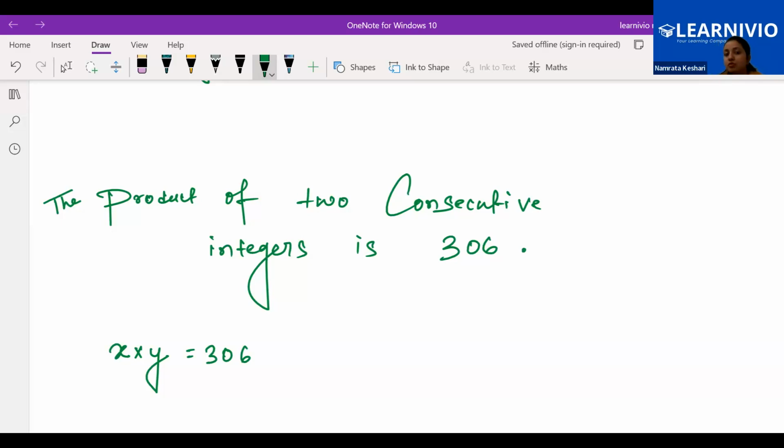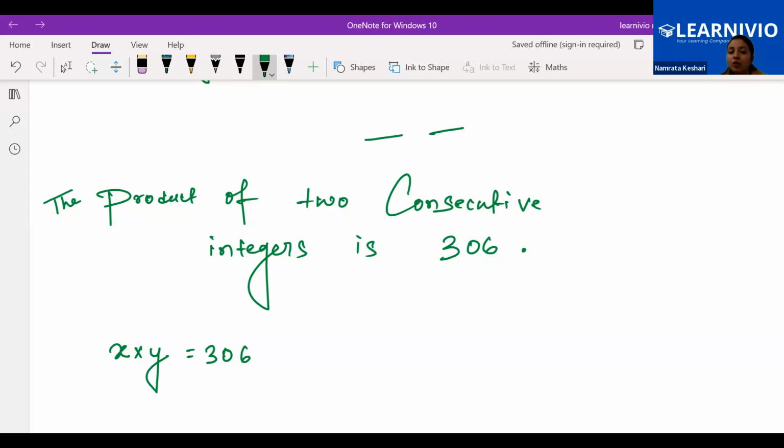So that's why, when only one condition is given in the question, we need to think about how exactly we can take the pattern. So the product of two consecutive integers means back-to-back integers, very next to each other, and their product is 306. Okay, so we were talking about that.